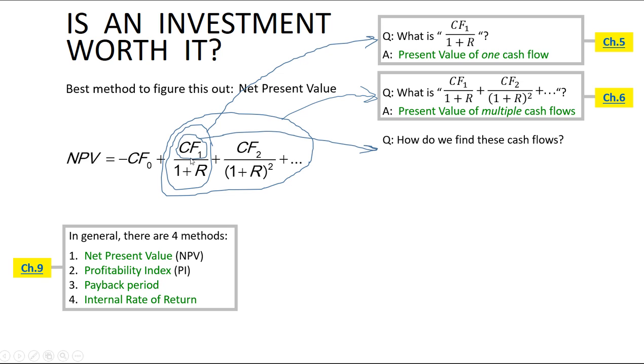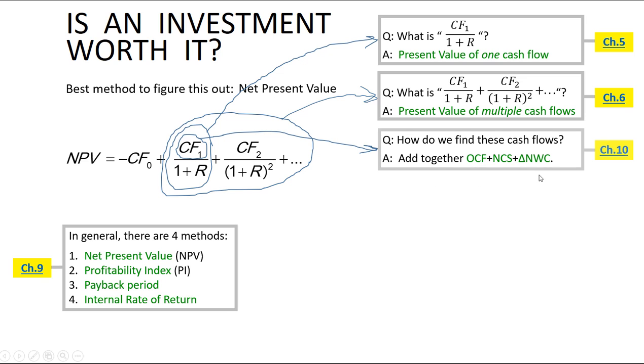Next question. How do we actually find all these cash flows? Cash flow 0, cash flow 1, cash flow 2, and so on, that we then plug into the net present value formula to evaluate an investment project. How do we find these cash flows? Well, we need to add together OCF, which is the operating cash flow, NCS, which is the net capital spending, and change in NWC, which is the change in net working capital. That was all covered in chapter 10 in this class.